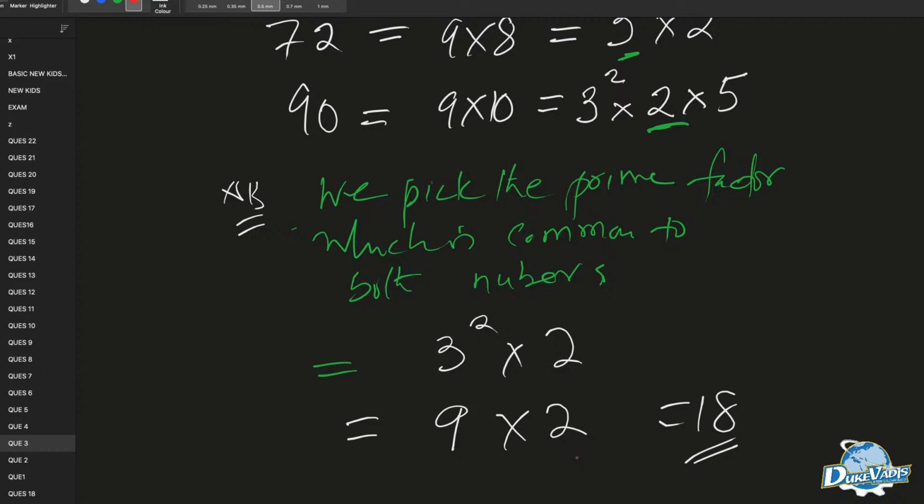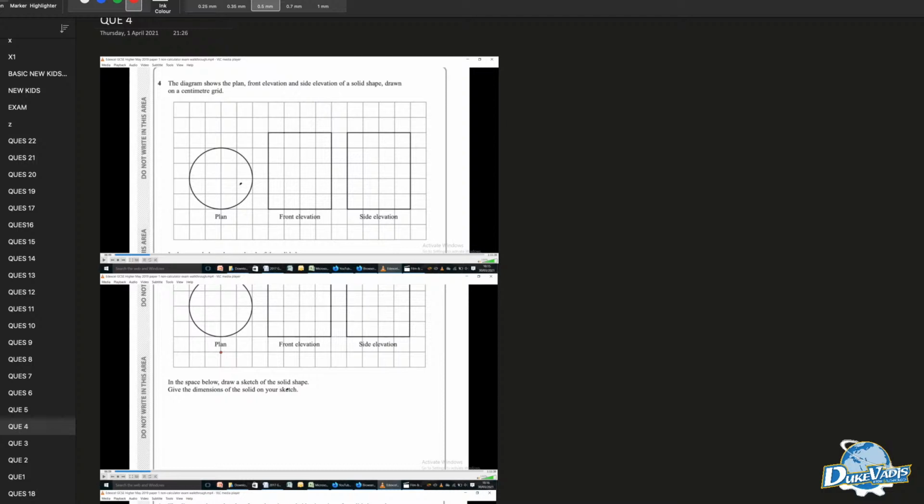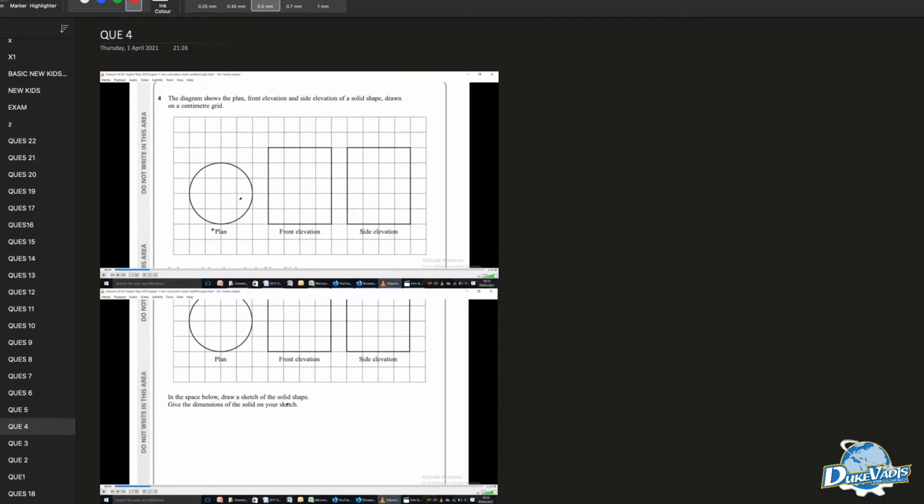Now let's look at question 4. Let me take the original question, question number 4. Okay, let's see what it says. Let's zoom out so that we can see it properly. What does it say?